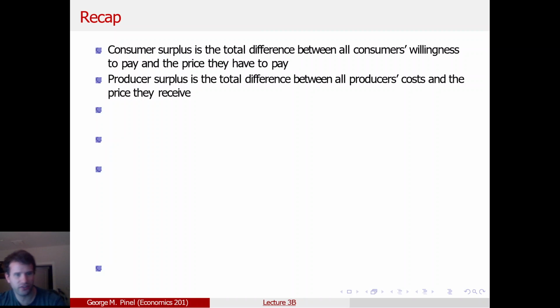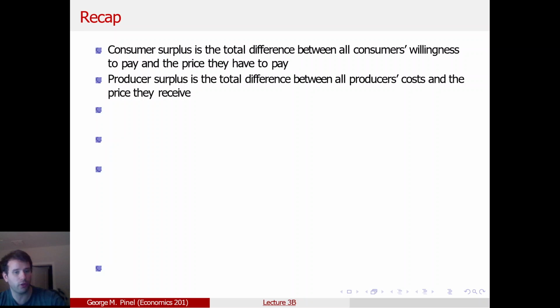Producer surplus is the flip side for producers. It's the total difference between all the producers' costs and the price they receive. So a producer might receive $10 for selling that burrito, but they produced it at a cost of $4. That $6 of profit per unit is their producer surplus. So it's the difference between their cost and what they're receiving in terms of price. And if you add up everything that they sell, that's the total producer surplus.